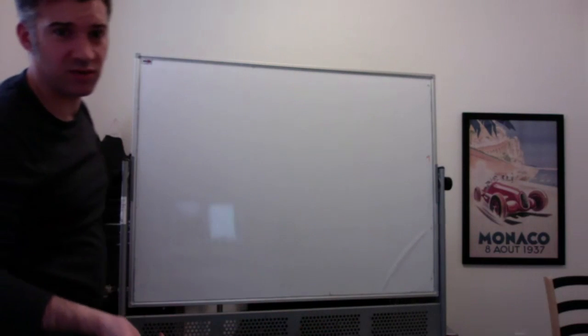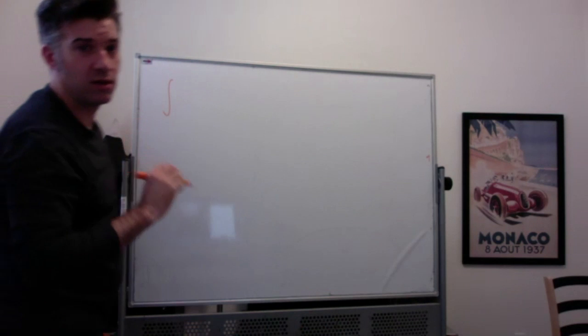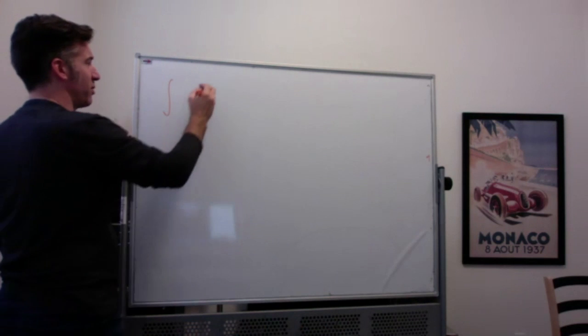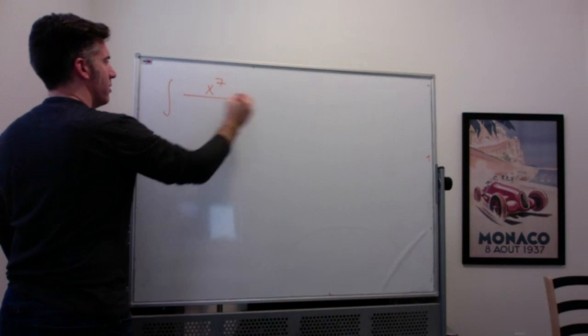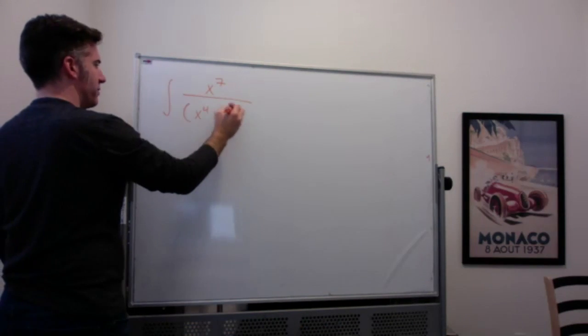Still working with the same sort of setup, except now we're going to look at, back to more like the first problem, except now instead of x to the 3rd on top, we're going to have an x to the 7th over x to the 4th plus 5 squared again.